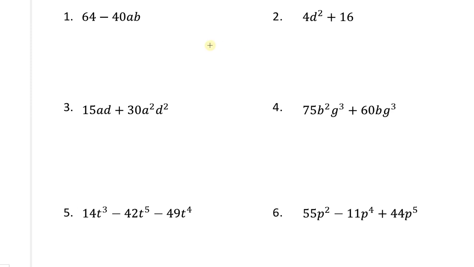Okay, let's go on and check these. The first one, our greatest common factor out of 64 and 40 is going to be 8. And then we are not going to have any variables because 64 has no other variables. Now divide it. 64 divided by 8 is 8. Negative 40 divided by 8 is negative 5. We still have our AB.